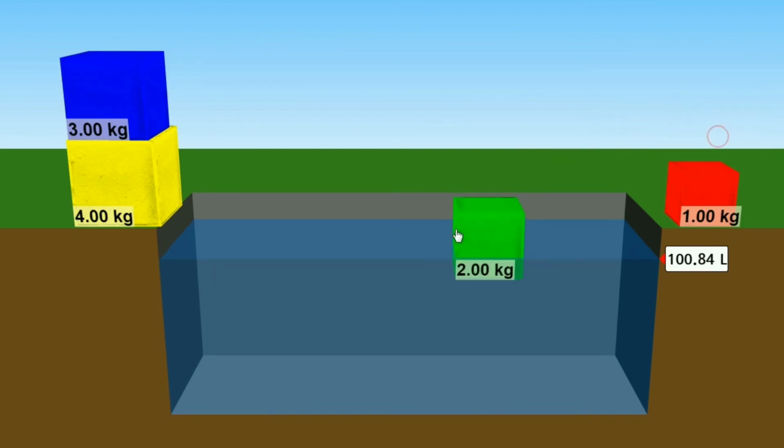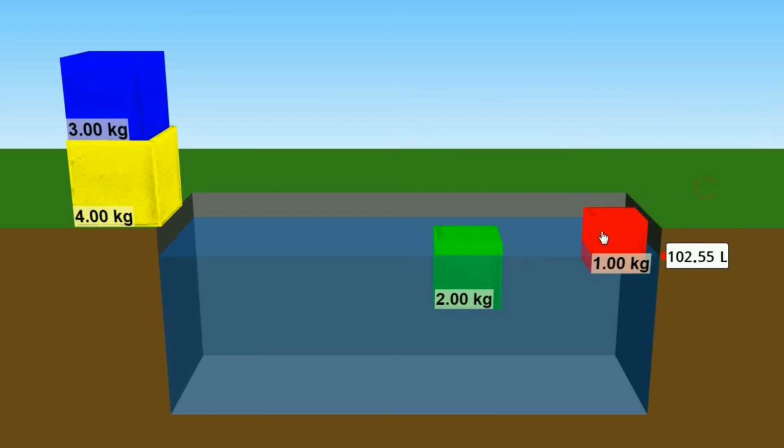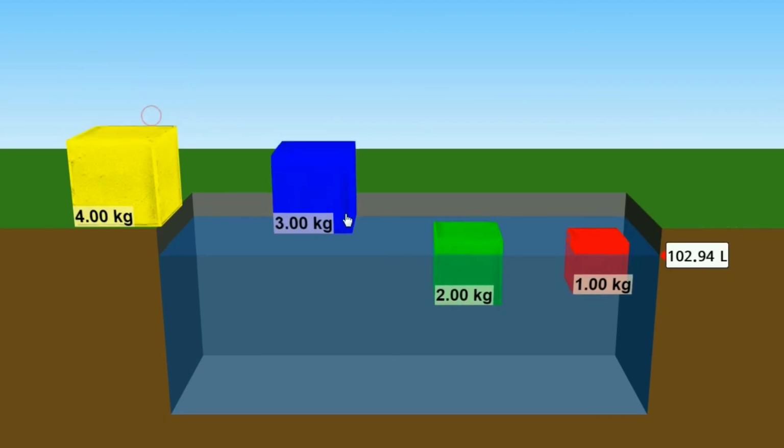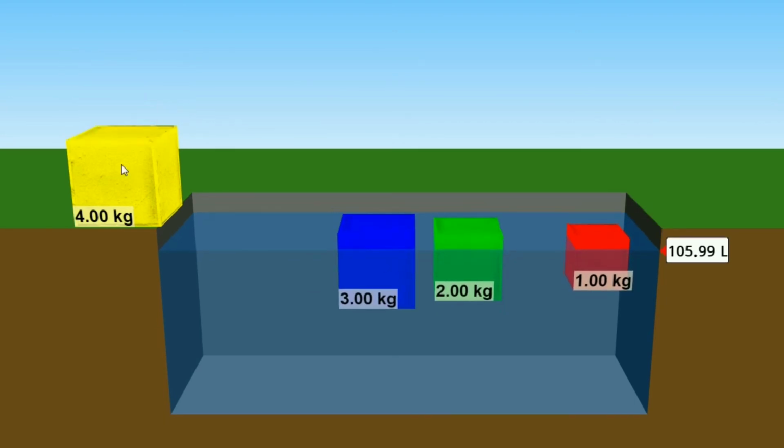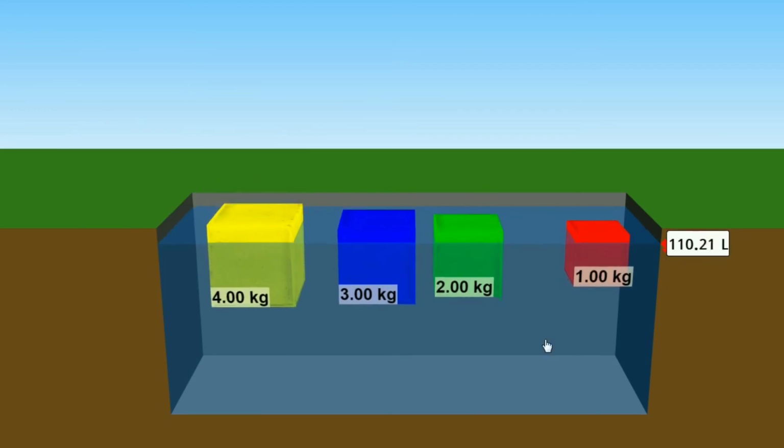All of these blocks have the same density, only 0.8 kg per liter, and all of these blocks are less dense than water. So all of these blocks float on water.